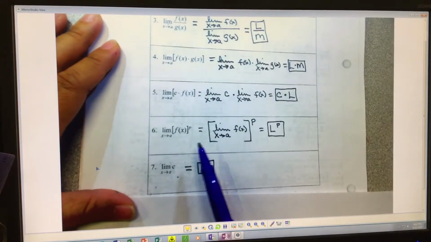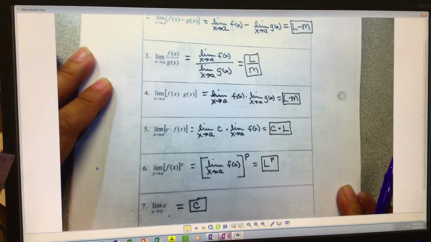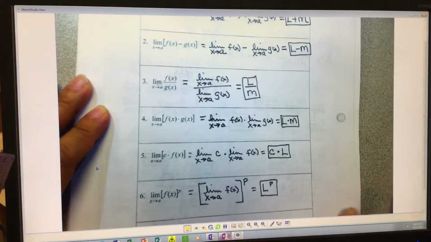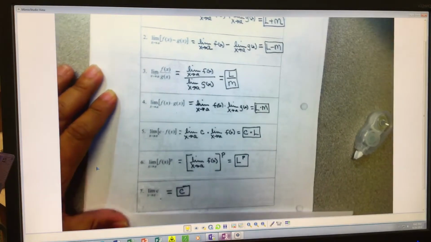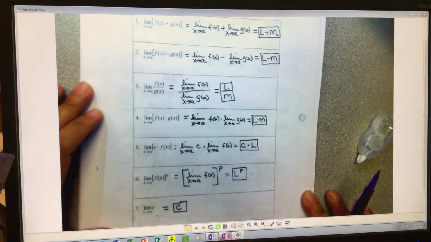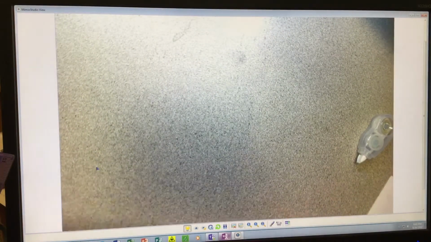And if you have a limit of a constant, it's just that constant. Okay, so take some time to write this down. Let me see if I can zoom in for all. That way, press pause at this time, and then you can copy this down. Okay, all right. Last page.